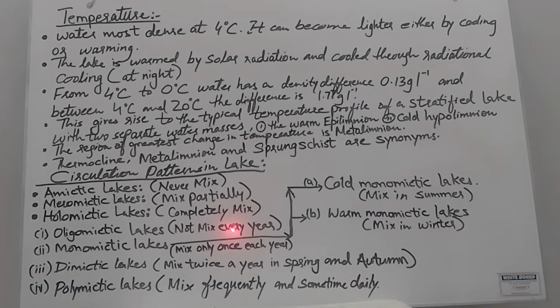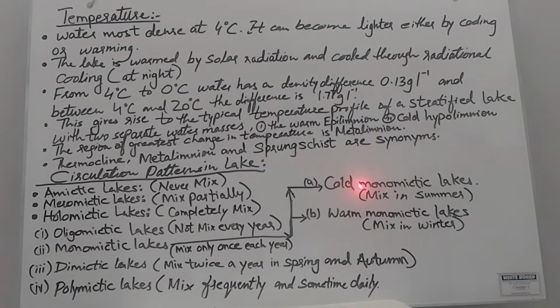Another is monomictic lake. Here mono means one, so they mix only once each year. That's why they are called monomictic lake. Now this type of monomictic lake has two subtypes. One is cold monomictic lakes and another one is warm monomictic lakes. Cold monomictic lakes are found in polar regions. They rarely reach temperature above 4 degrees and mix in summer.